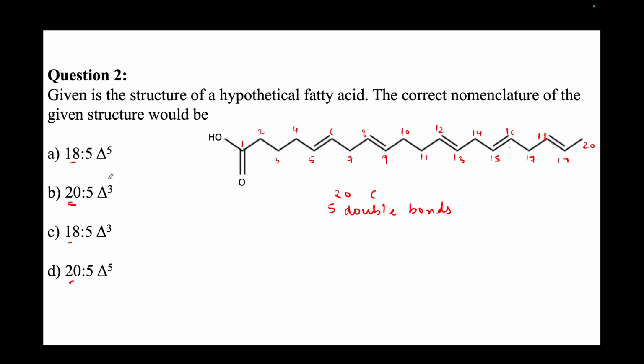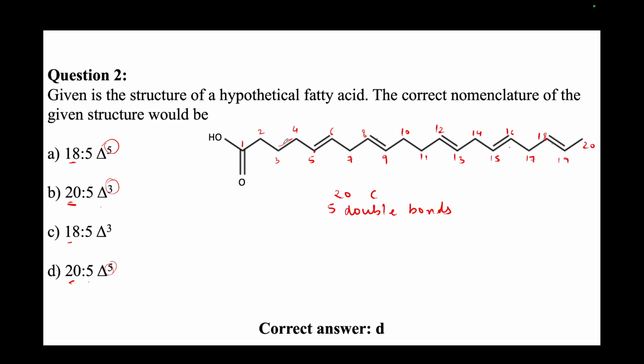Now the number after delta that is shown here, it is basically from which carbon the double bond is starting. Okay, so in this case the double bond is starting from the 5th carbon. So 5 double bonds are there and the double bond is starting from 5th carbon. So that means the correct answer is option D. So do you understand? So if the double bond was starting from this place, the answer would have been option B. But right now the double bond is starting from the 5th carbon, right?